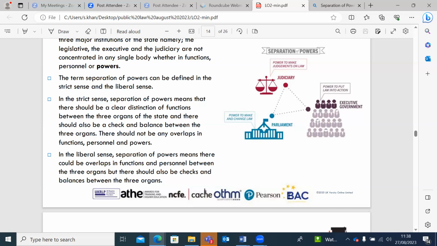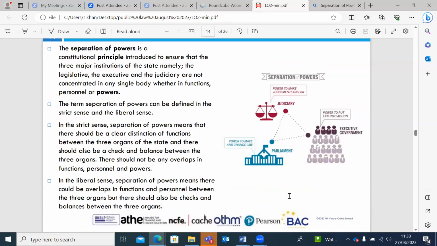There are clear overlaps both in terms of personnel and function between the three organs of the state, which may be discerned. The government powers should be exercised by legislative, executive and judicial within their own limitations, and they should also check each other as checks and balances. So we've got in the diagram the judiciary, which has the power to make judgments on law. Then we've got the executive, which is the government, and they've got the power to put law into action. Then we've got Parliament, the power to make and change the law, and that would be through delegated legislation.